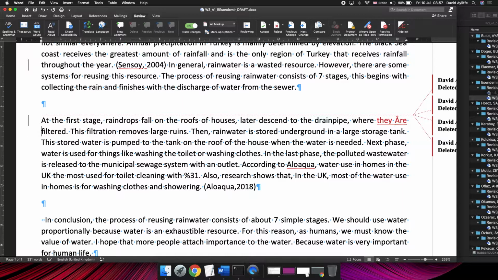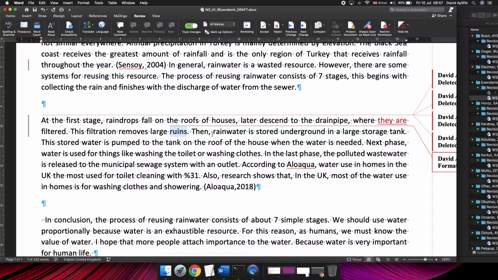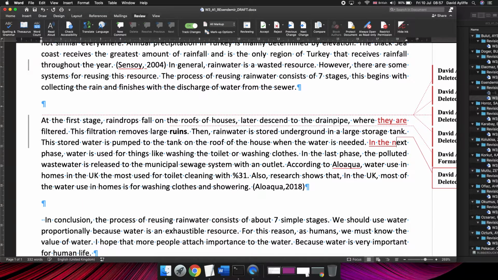where they are filtered. This filtration removes large ruins. Ruin is not the right word here. Then rainwater is stored underground in a large storage tank. Next phase. In the next phase. In the last phase.